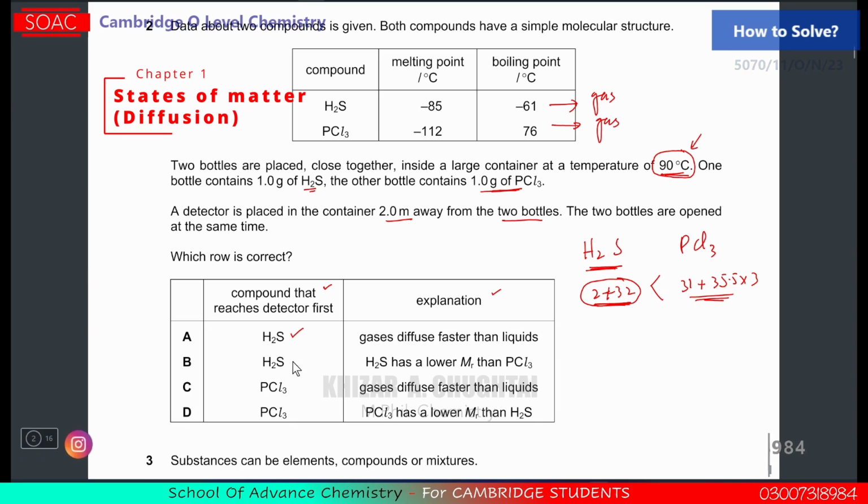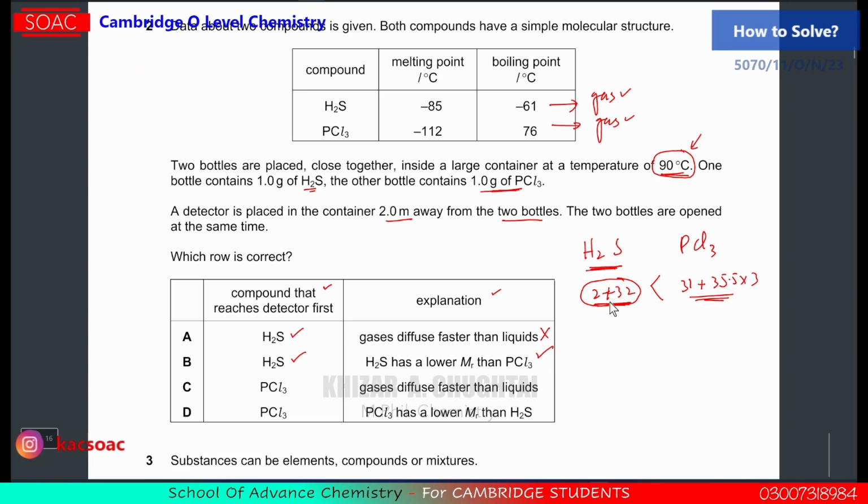So either A or B may be the correct option. Come towards the explanation. Gas diffuses faster than liquids. No, because they both are gases. As we have seen, the temperature is 90 degrees Celsius, so they both are gases, not liquids. No one is in the form of liquid. And the next one: H2S has lower mass than PCl5. Yes, it is true. It has lower mass, and that's why it's going to diffuse faster. So B is the correct option.